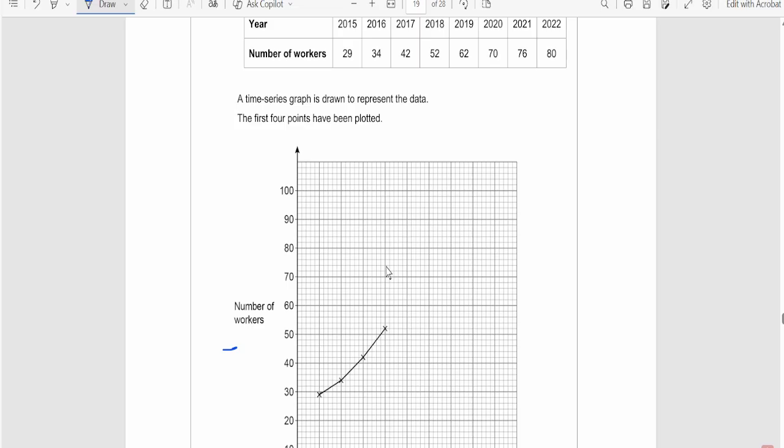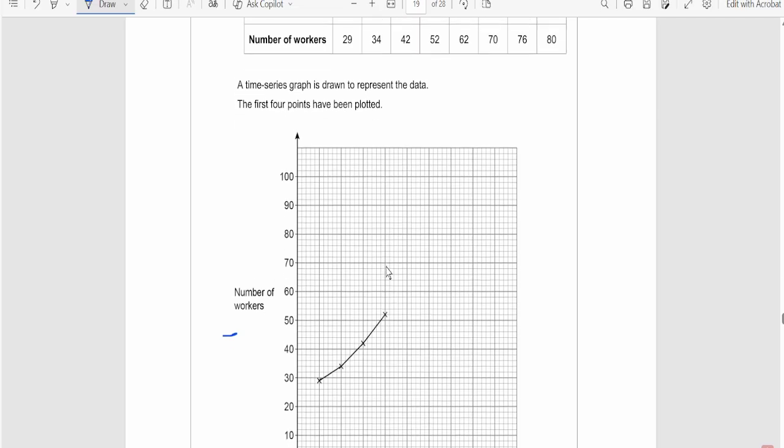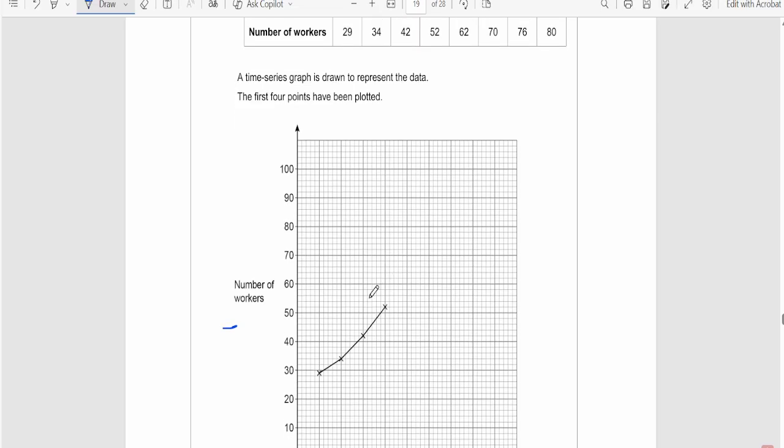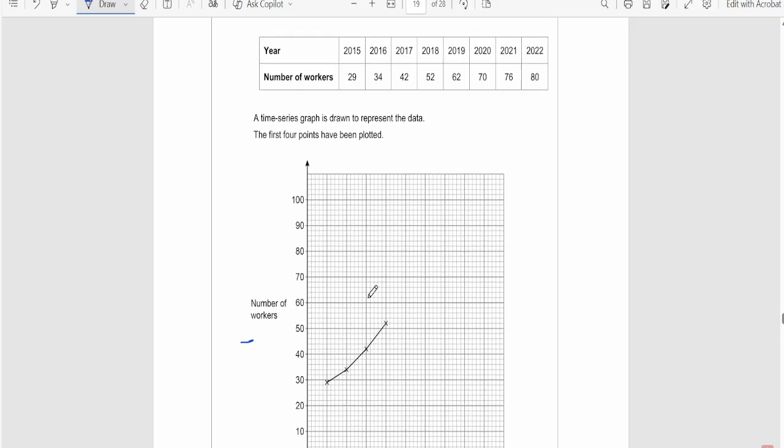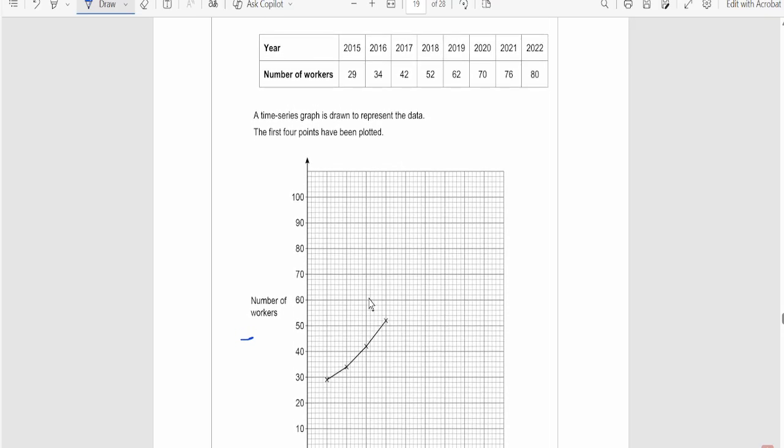29, which is done, right? Then for 2016 it is done. Till 2018 it is done, right? We have to do from 2019. So let's see, 2019 is this, right? And the number is 62. So from 2019, 62 would be this. This is 62, right? Here. And 2019 is this. So this point.